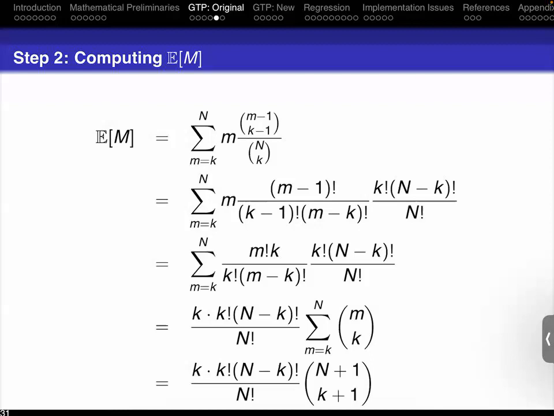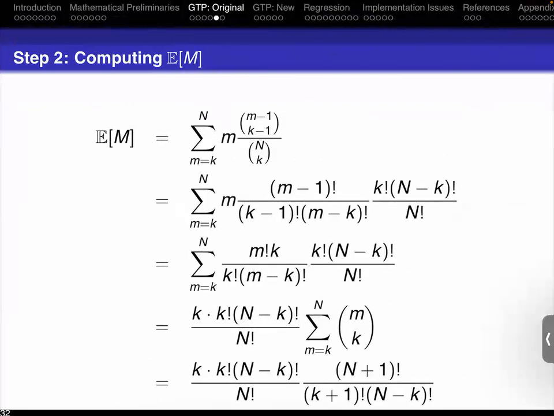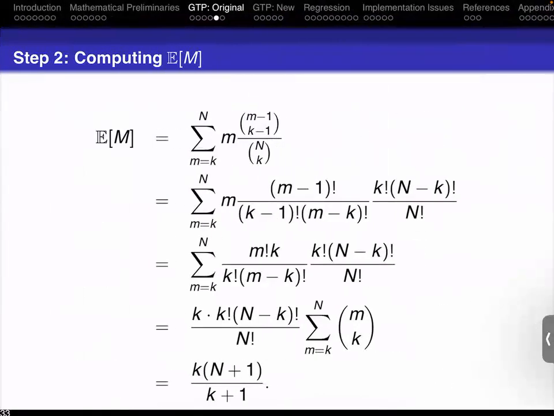And this is where the miracle happens. This is the hockey stick identity. We can replace the sum of m choose k with just n plus 1 choose k plus 1. And now we can simplify this a little bit further. I know it's been cut off a little bit, but by just expanding out what n plus 1 choose k plus 1 is, that's going to have a bunch of factorials, things will cancel. And when things cancel, we just get k(n plus 1) over k plus 1.